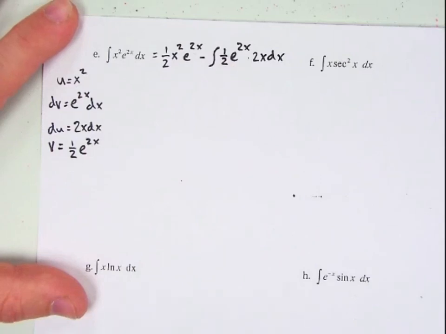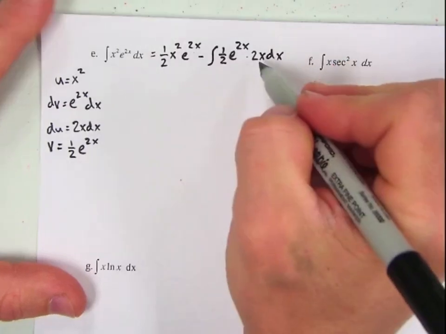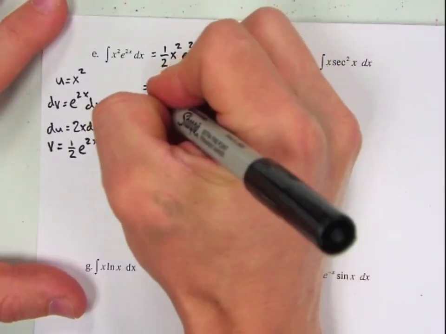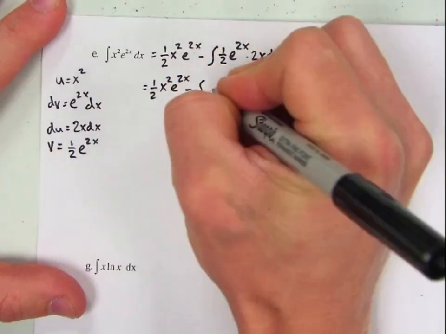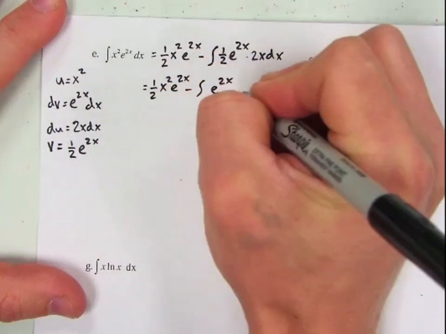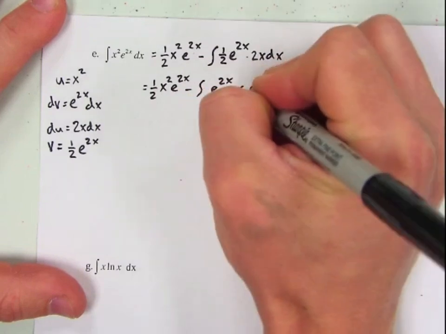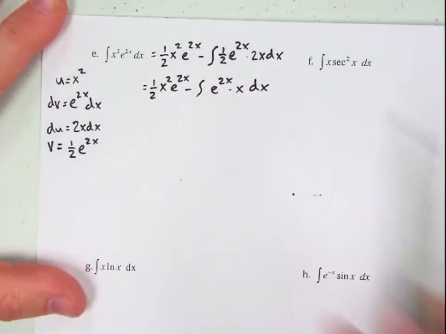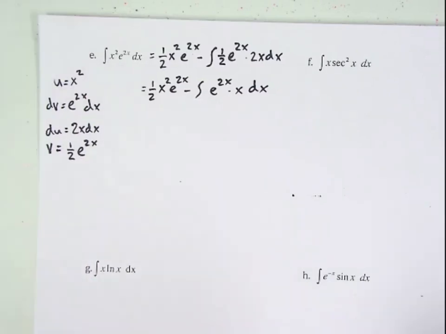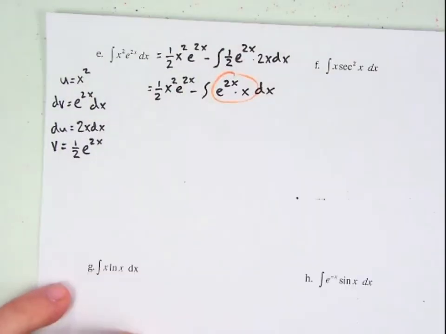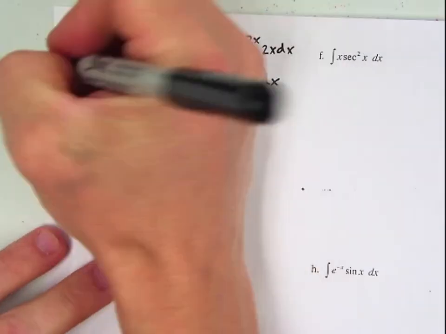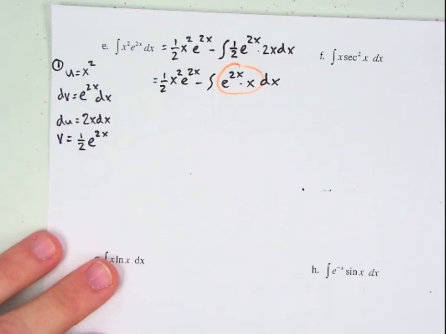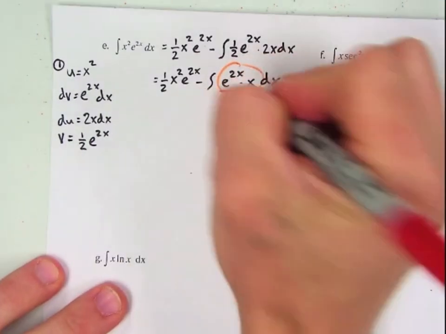And you're going to see the 1/2 and the 2 cancel here. Oh, that's cool. So it's integral e to 2x times x, which is another one. Okay, and you can see again we still have that product. So we're going to do integration by parts a second time. So again, I just put a little 1 there, and then for this I'll put a little 2.